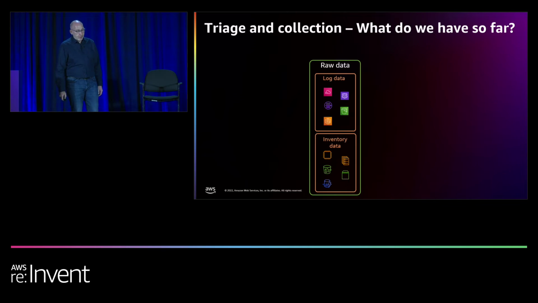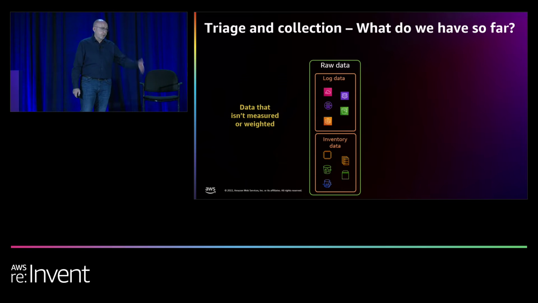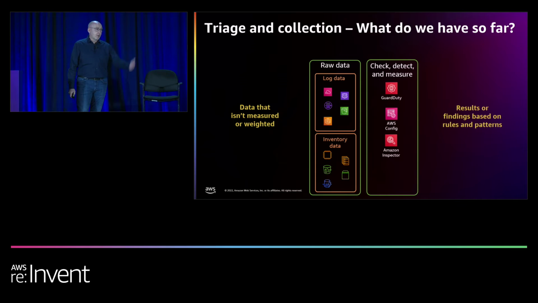So typically, as Margot showed us, we have all this raw data, the logs, the inventory data, so all the stuff which is basically information, not weighted measures. And then we have this area: check, detect, and measure. We talked about 3 of the services from AWS. There are more security services falling into that pillar, but there's also the very likelihood that there's quite a lot of third-party services in that area.